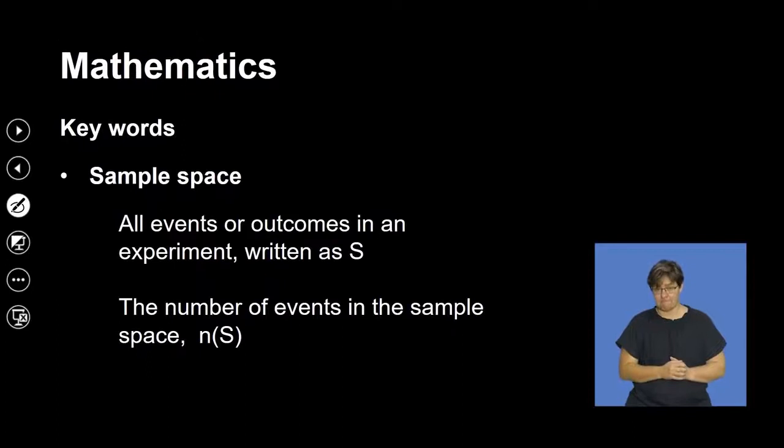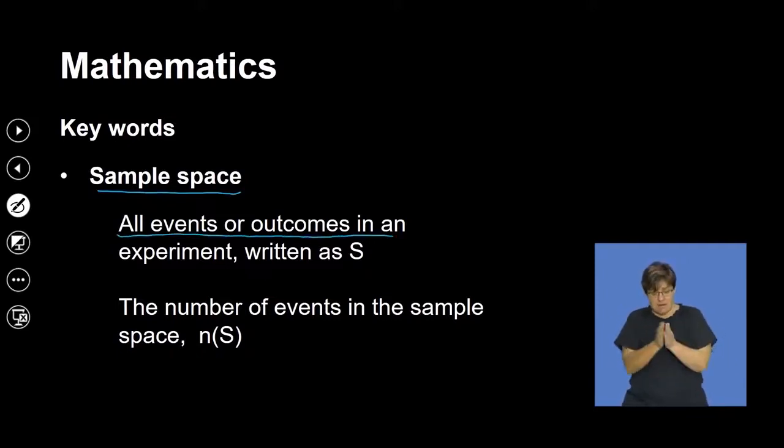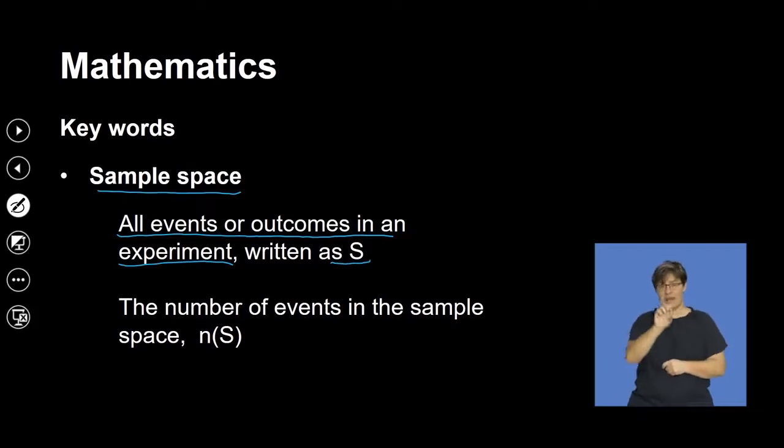So the first thing that we're going to look at is the idea of a sample space. A sample space is a collection of events or outcomes in an experiment. So when we do probability calculations, we usually do experiments. And when we say all of those outcomes or events are part of the sample space, we write that sample space as S. When we want to know the number of events, then we're going to write it as n(S), just like that.